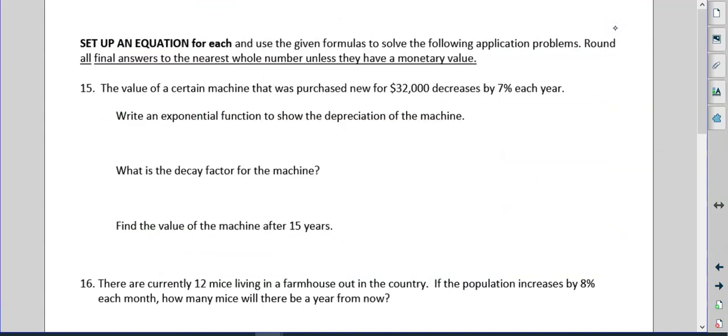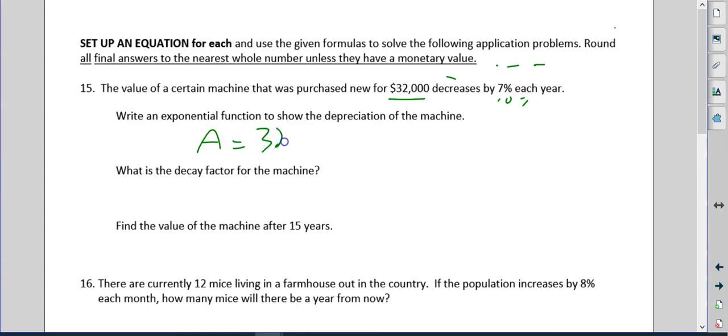All right, 15. I can count. It says round all answers to the nearest whole number unless they have monetary value, and then we're going to go to the nearest hundredth, pennies. All right, the value of a certain machine was purchased for $32,000. It decreases, meaning minus 7%, is 0.07. So what would that function be?